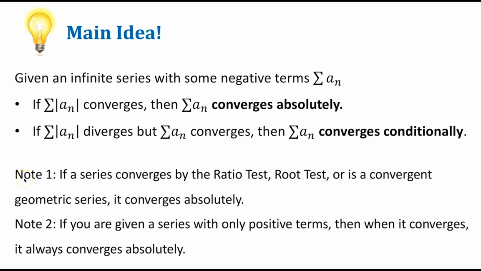Now, some important notes. Note 1, if a series converges by the ratio test, root test, or is a convergent geometric series, it converges absolutely. And the second important thing is if you're given a series with only positive terms, then when it converges, it always converges absolutely. So it's not really a question that you will see because it's already all positive terms. So we are usually given an infinite series with some negative terms and asked whether it converges absolutely, converges conditionally, or diverges.